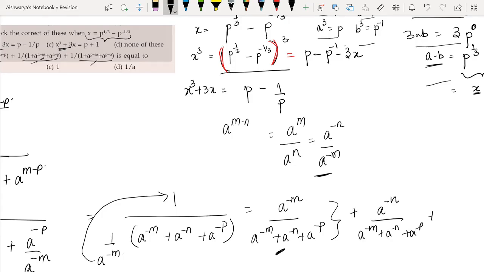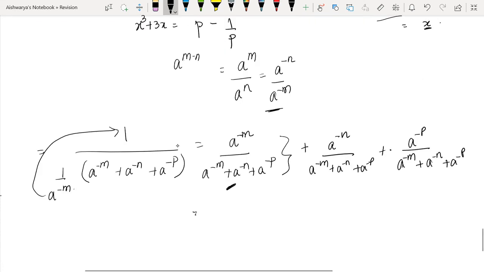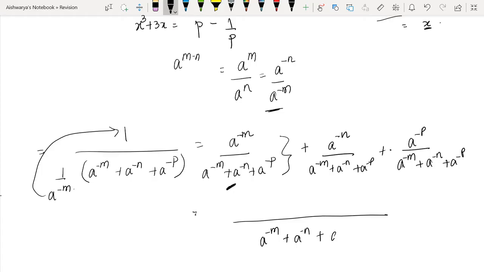And the next term should be p, and you have two p's, right? So it should be a power minus p divided by a power minus m plus a power minus n plus a power minus p. This is what you will have. So all the three have the same denominator. So add all of them. The numerator will become a power minus m plus a power minus n plus a power minus p. Cancel, it will become 1 is your answer.